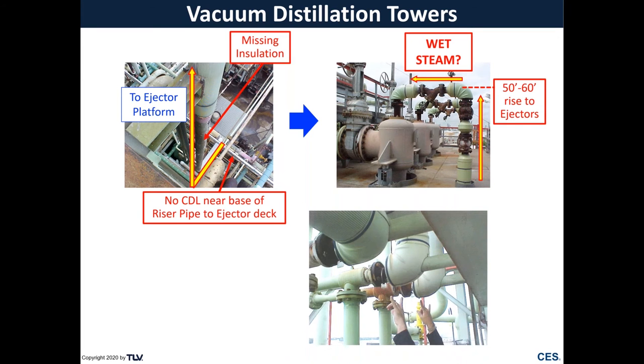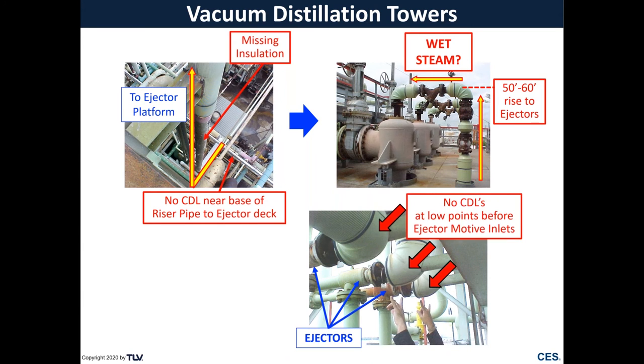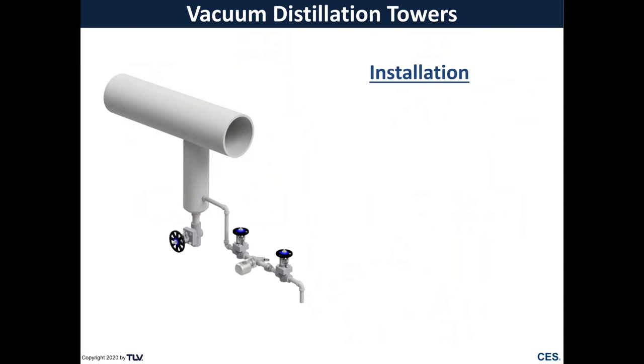Or in another situation, steam lines may be dropping down to the ejectors, and in this case, we notice there are no condensate drainage points at these low points either, just before the motive inlets. Another possibility that there is wet steam going in. So how can this be improved?